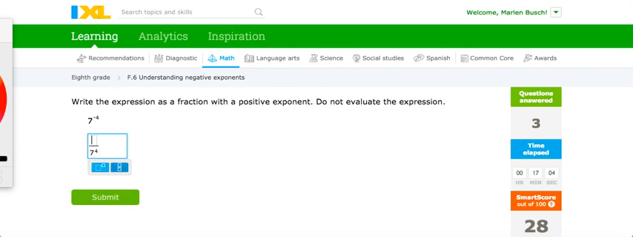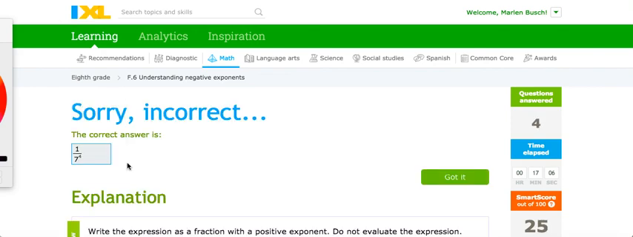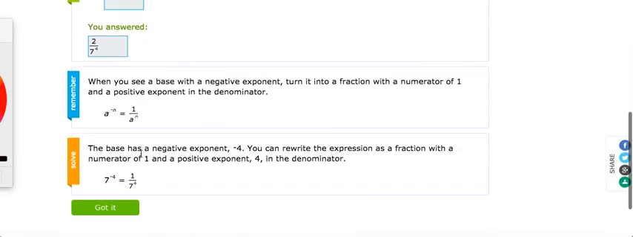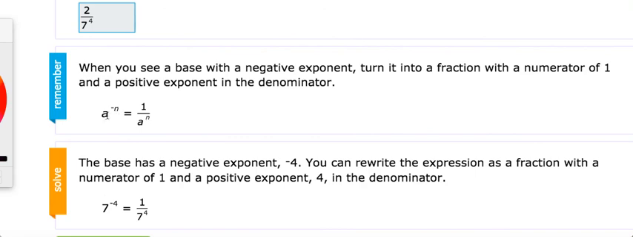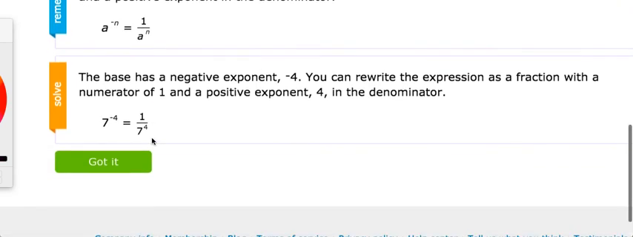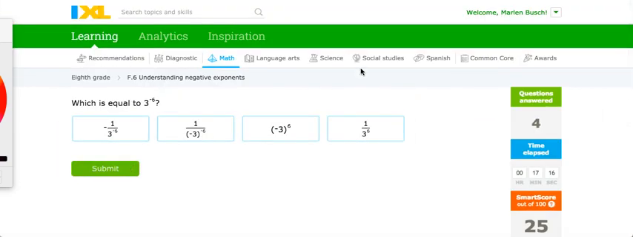All right? And let's get it wrong. Let's get it wrong, because I want you to see the explanation. Right? Look at that. Here's the rule. Anything to the negative power turns positive. All right.